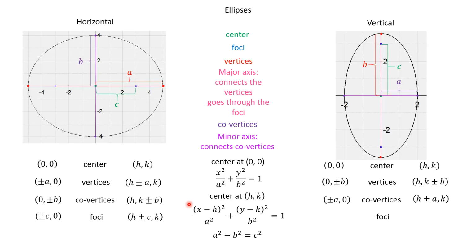And then the foci are, again, just like the vertices, except with C. So instead of plus or minus B, we have plus or minus C. And same thing here. Notice the foci for vertical change vertically. It changes the Y value, not the X value.